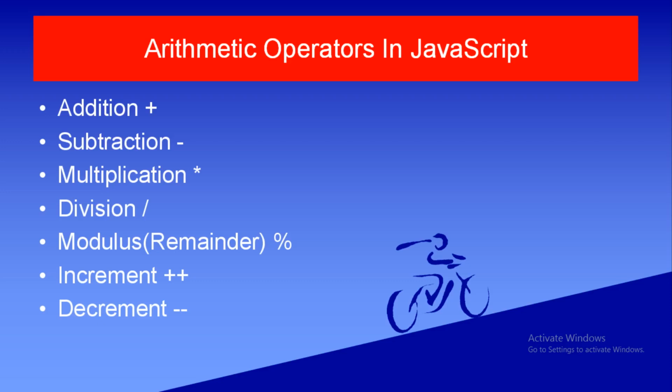My name is Prince and this is our 10th JavaScript lecture, and in this lecture we will study the arithmetic operators in JavaScript. What are arithmetic operators and how do we use them in JavaScript? So friends, in JavaScript we have addition, subtraction, multiplication, division, modulus, that is the remainder, and also increment and decrement. These are the arithmetic operators in JavaScript, friends. Now we will discuss these operators one by one.